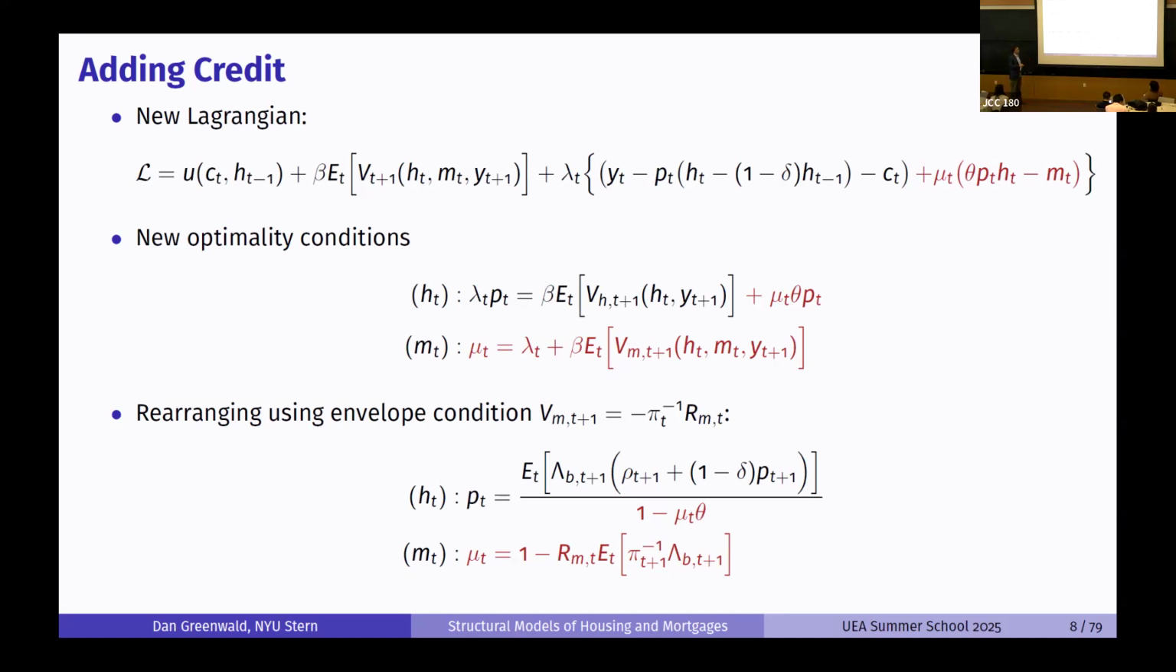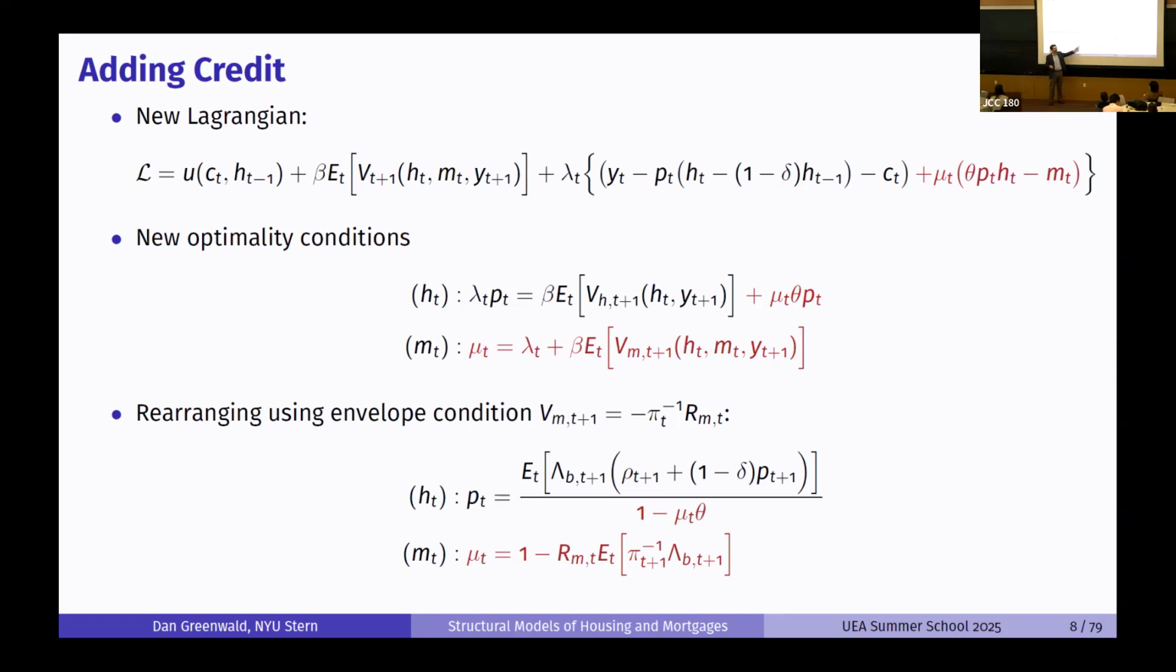mortgage condition, which says that basically, well, here's the main effects of getting the mortgage. You get $1 today, which you value at lambda. And you also get the derivative of your value function with respect to walking into the next period with more mortgage. Okay. So if you rearrange using kind of the envelope condition, what you're going to find is this thing. And I'm not going to walk through the exact math again, but this thing should look quite familiar.